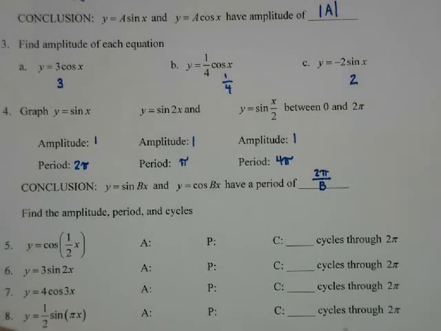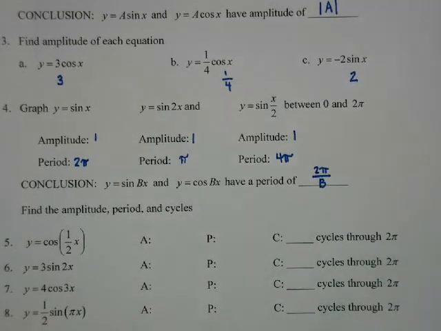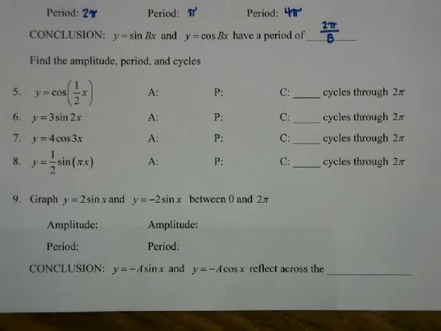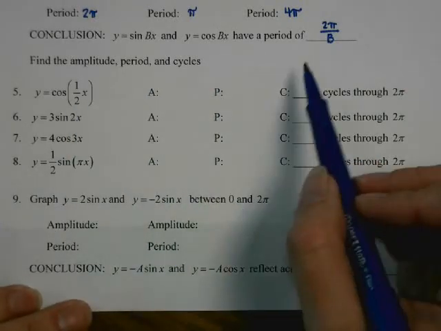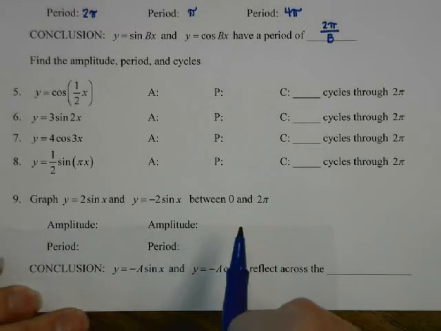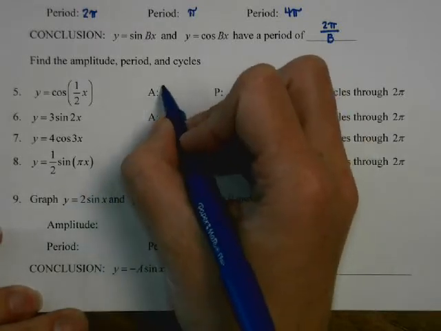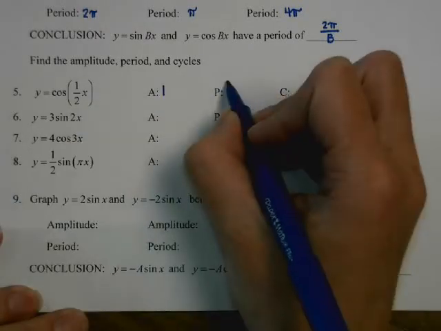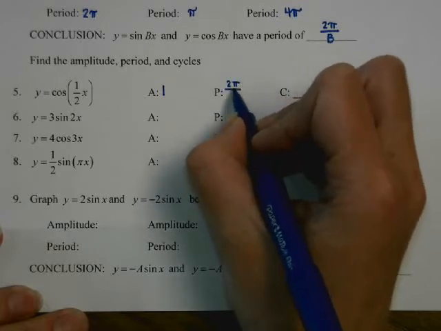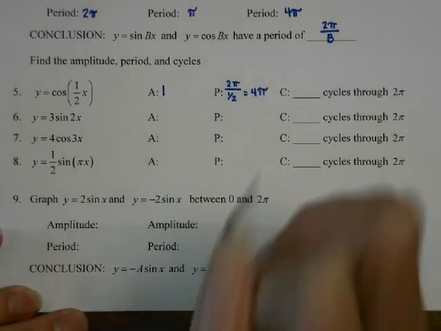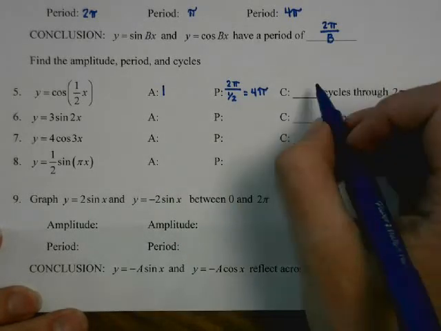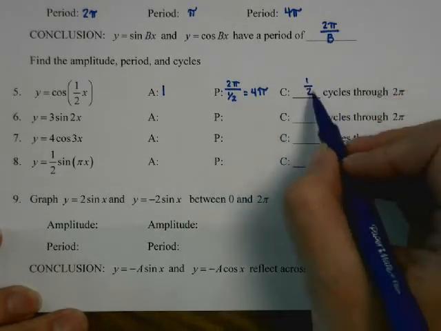All right, so let's look at these functions, and we're going to fill in the amplitude, the period, and the number of cycles that will happen between 0 and 2 pi. So the amplitude here is 1. The period is going to be 2 pi divided by 1/2, which is going to be 4 pi. The number of cycles is going to be 1/2. In fact, this number is just going to be the number in front of x.